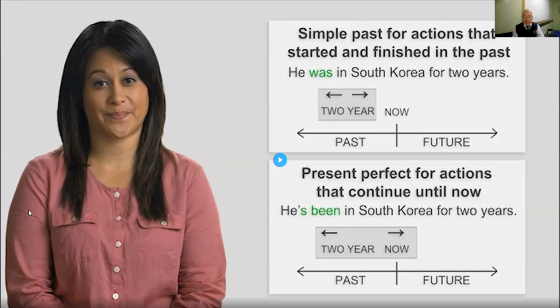Okay, just as a reminder of what she said right now. We can say simple past is for something definite. We know exactly when he was in a specific time. For example, as she said here, he was in South Korea for 2 years. We know what he did. He was there for 2 years, but he is no longer there.